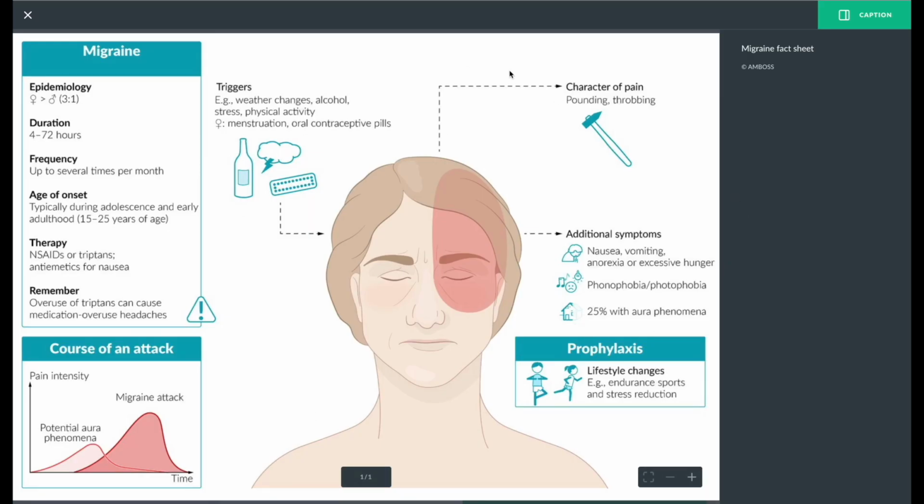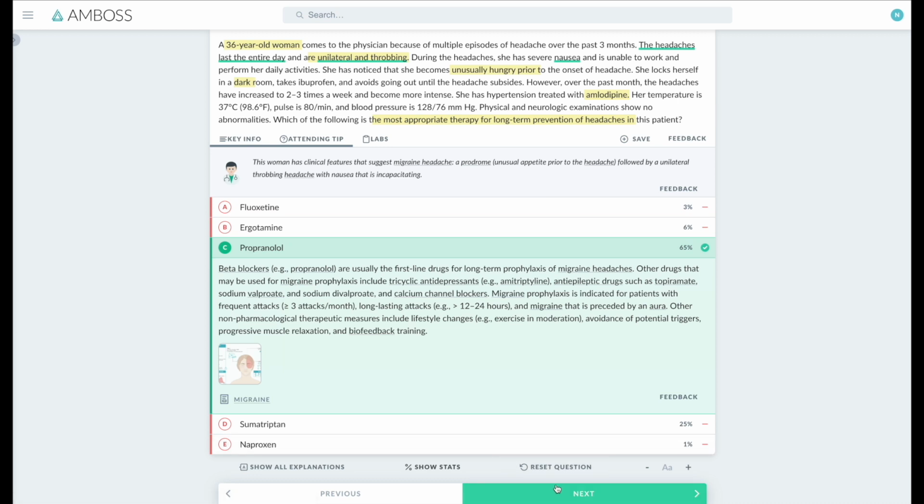And here is the whole fact sheet of migraine. So the aura that she was experiencing was that of hunger, but it could be anything else. Could be triggered by menstruation or contraceptives, weather changes. It's more common in females, usually lasts from 4 hours up to 3 days. Unilateral throbbing headache and nausea is kind of a giveaway, gives away the answer. All right.